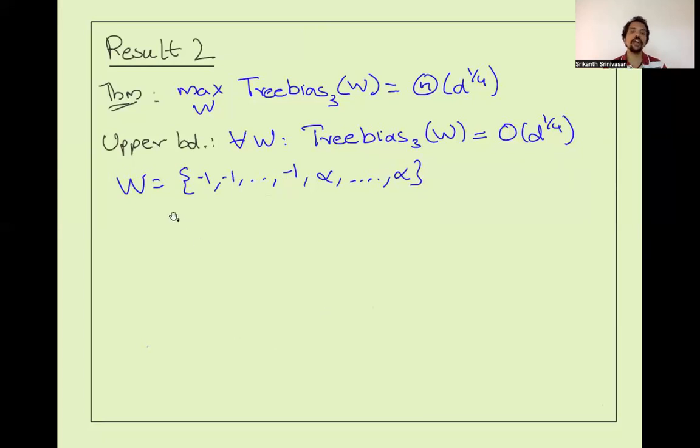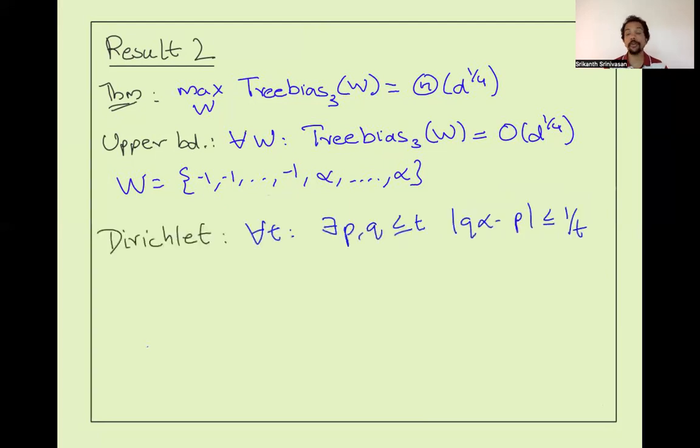So let's imagine for now that the set W was of the form that we have been using so far in order to prove our lower bounds. So let's say it contains a bunch of -1s followed by a bunch of alphas, and alpha is just some real number between 0 and 1. Okay, and so the basic fact we use is this theorem of Dirichlet. It's a classical theorem in combinatorial number theory, or just combinatorics maybe.